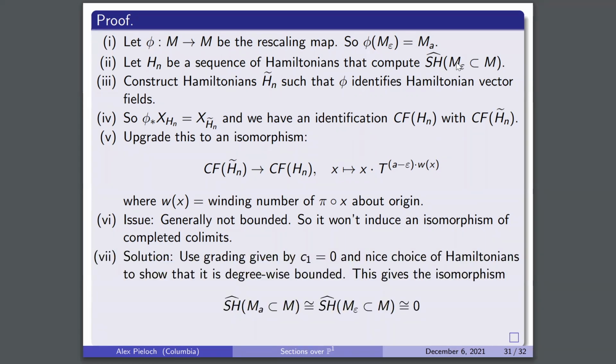Okay, so the idea is to use C1 is equal to 0 to get a grading by Conley-Zender indices on the Floer chain complexes, and instead show that this map is degree-wise bounded, which is to say that for any fixed Conley-Zender index, we only see periodic orbits that have some bounded winding number. Okay, and so the way that we do this is essentially by working with some very nice construction of Hamiltonians that are adapted to a normal crossings resolution of this particular singular fiber. Okay, but once we get degree-wise bounded, this is enough to give us the rescaling isomorphism.